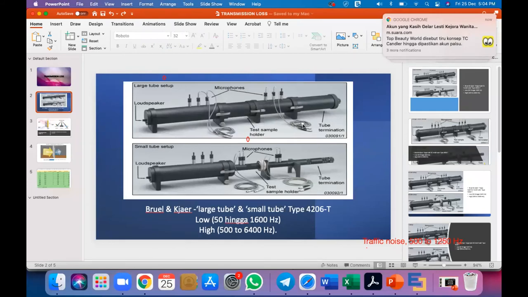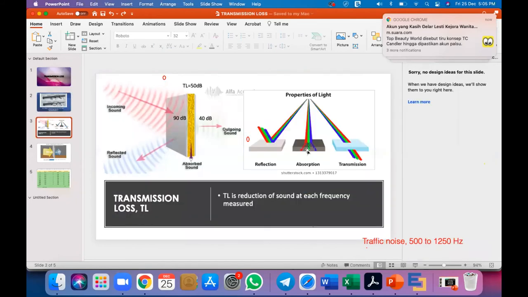Okay. So we have a large tube and a small tube. The large tube is for low frequency, 50 to 1600. The small tube is for 500 to 6400 hertz. So transmission loss is also important information for the material. Okay. So what is the difference from absorption?